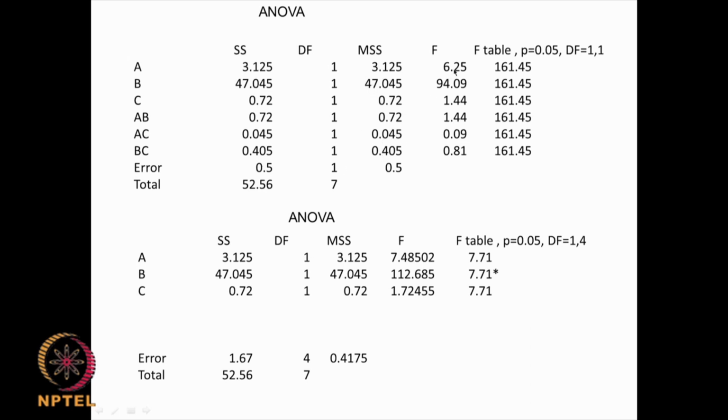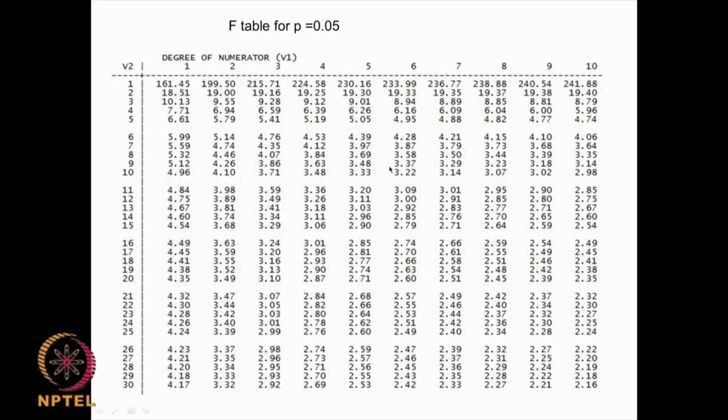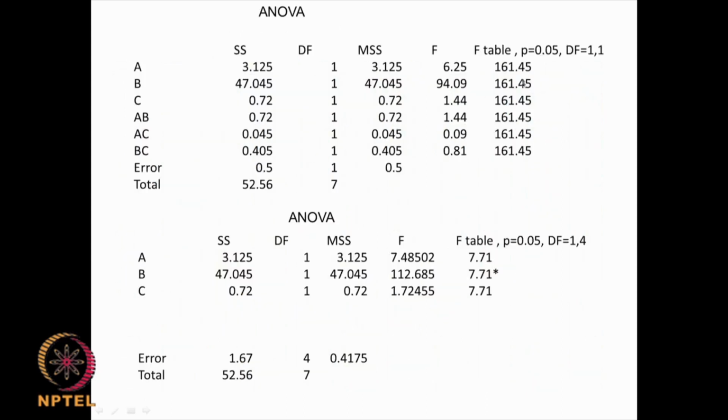How do you calculate F? You divide 3.125 by 0.5, 47 by 0.5, 0.72 by 0.5, 0.72 by 0.5, 0.045 by 0.5, 0.45 by 0.5, 0.8. Okay, so these are the F ratios. Now let us go to the table for 1 degree of freedom, 1 comma 1, for 95% we get 161.45. Wow, that is a big number. So obviously we end up saying that none of the main effects or even the interaction effects are significant.